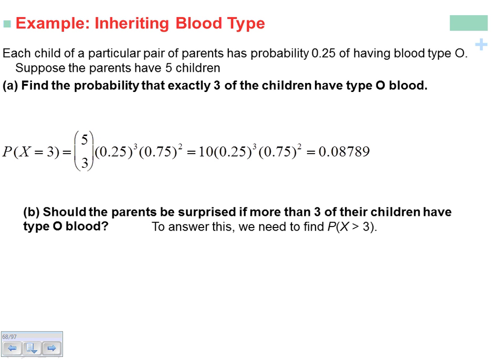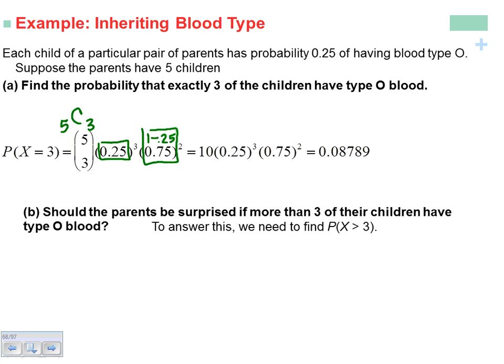Each child of a particular pair of parents has a probability of 0.2 of having type O. Suppose that the parents have exactly 5 children. So now, what if I wanted the probability that exactly 3 children have type O instead of the 2? So I'm going to do 5 choose 3. So 5 combinations with 3 different ways that I could get a success, times the probability of success, which is 0.25, times the probability of failure, which is 1 minus 0.25 or 0.75.